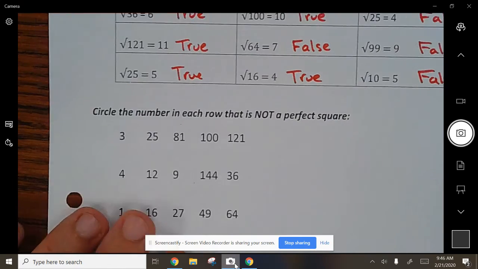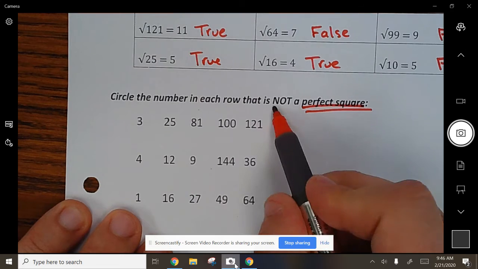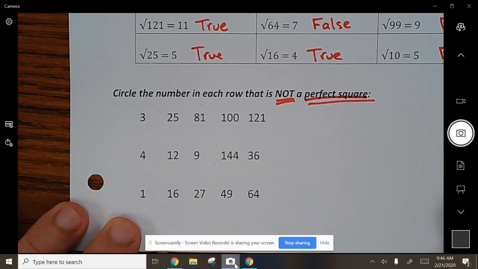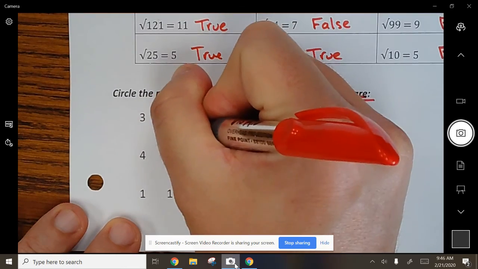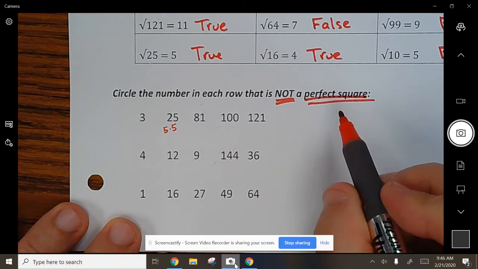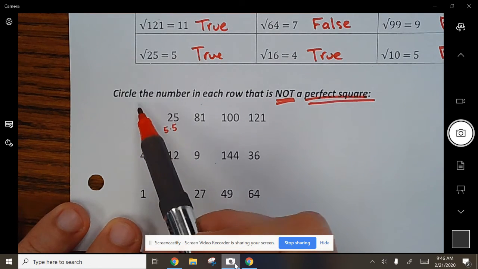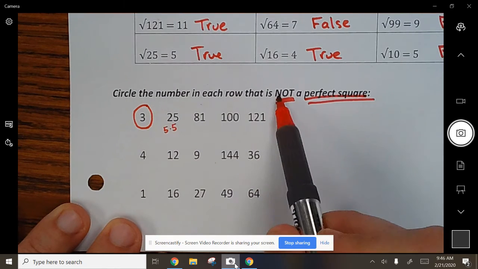And now look at this little phrase here. Circle the ones that are not perfect squares, okay? Which ones have you noticed that you can't multiply the same number to get this number? So 5 times 5 equals 25. So that is a perfect square, so I'm not going to circle it. Is there any number times itself that equals 3? Nope. So I'm going to circle it.